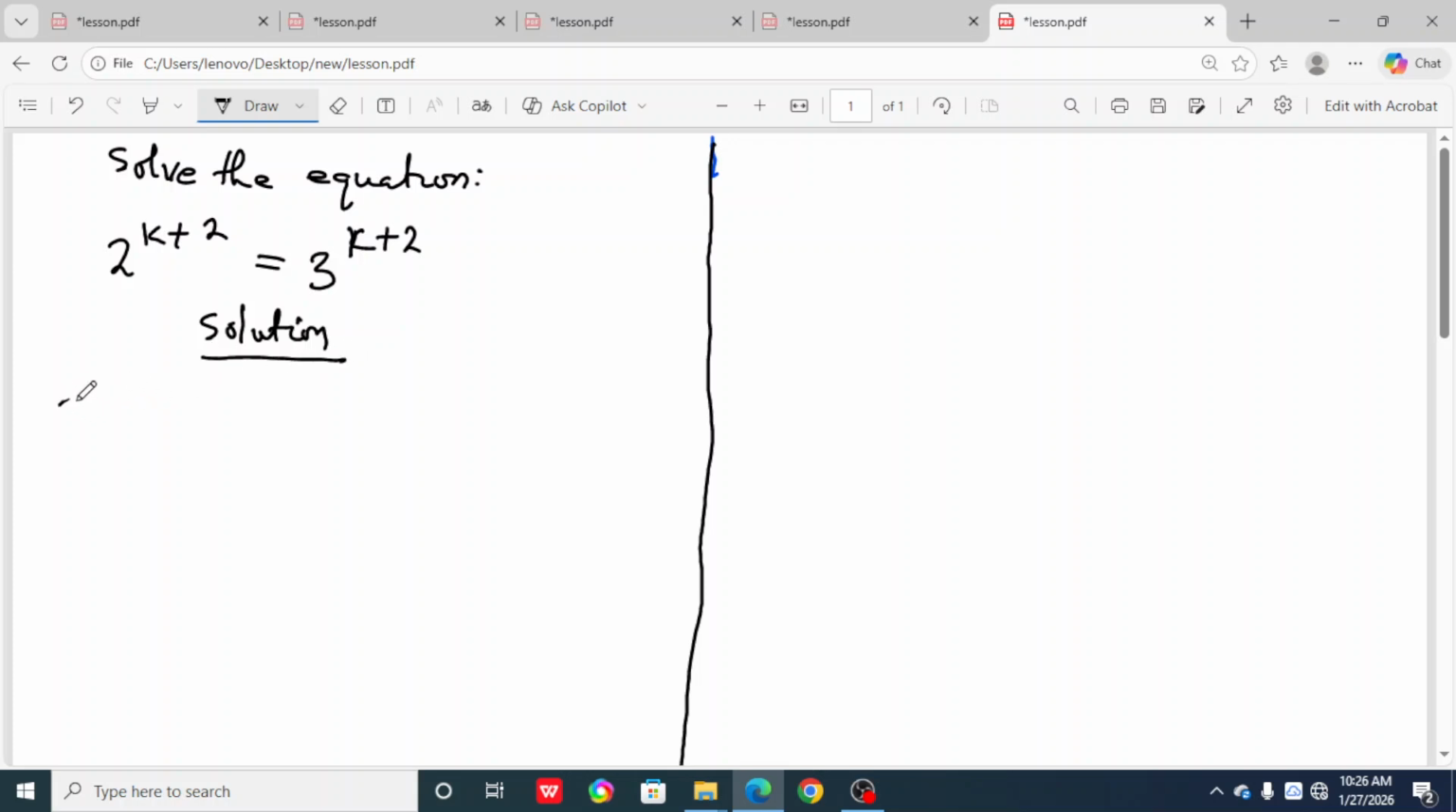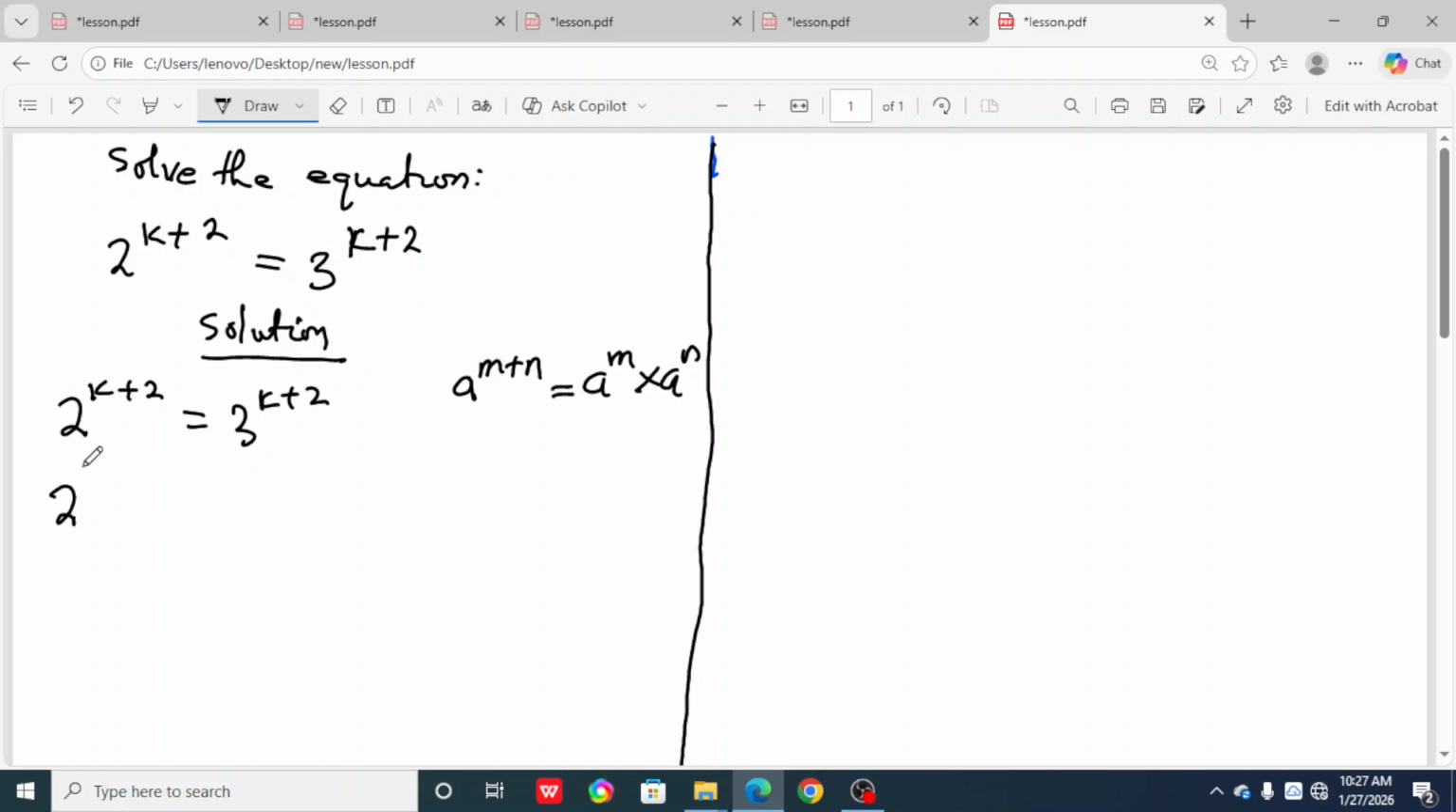The equation says that 2 raised to power k plus 2 is equal to 3 raised to power k plus 2. So this is an expression that we can solve by our knowledge of indices, and that knowledge is anytime we have a raised to power m plus n, it is the same thing as a raised to power m multiplied by a raised to power n. Plus changes to multiplication. So let's apply it here.